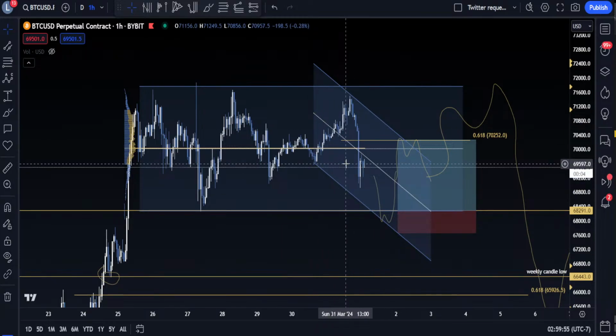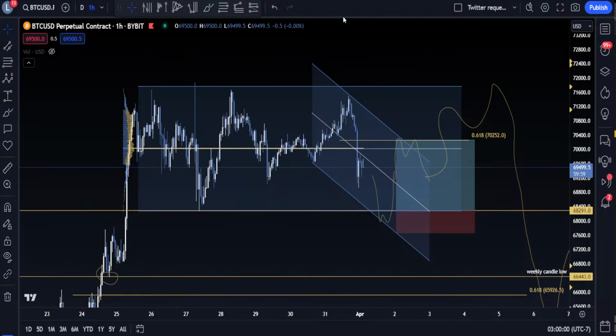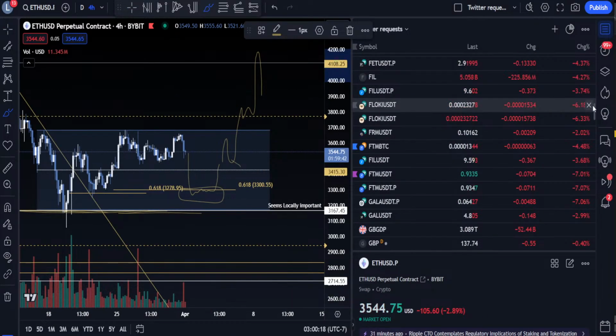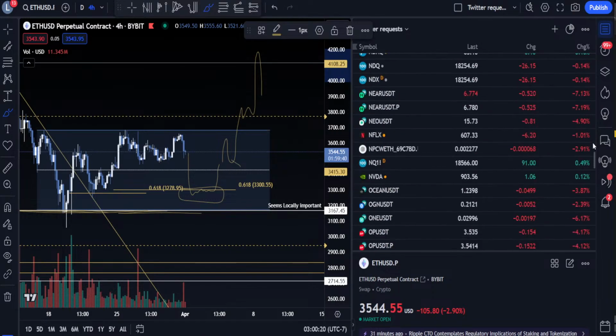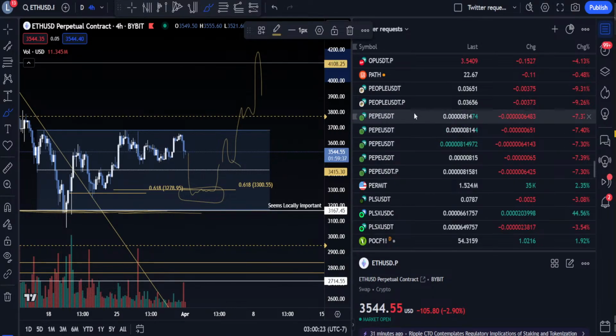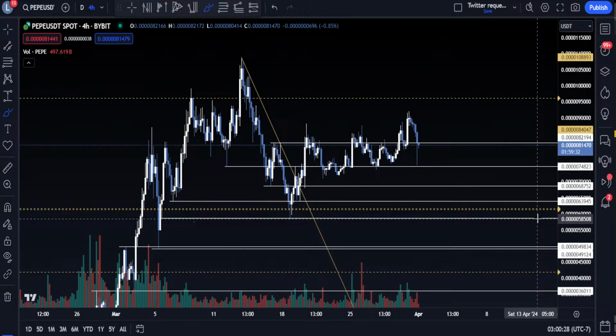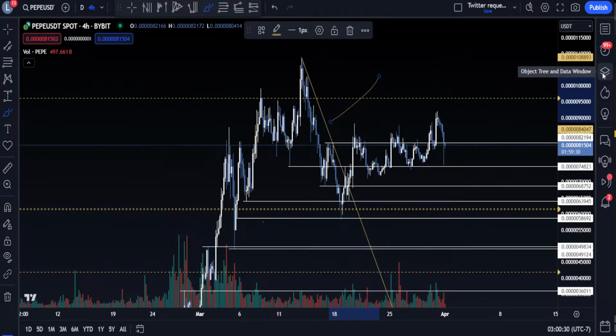Yeah, I can take a quick look at Pepe. Give me 1 second here. Let's get rid of the ETH chart. I'm really paying attention mostly to Bitcoin here. I know I have a few Pepe charts here.